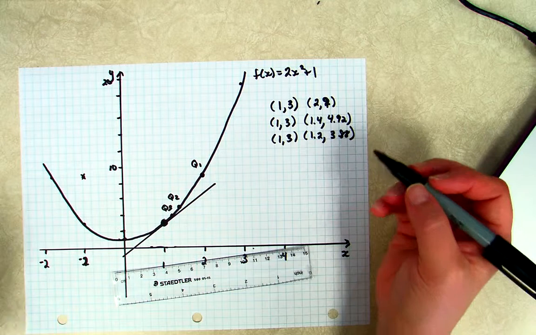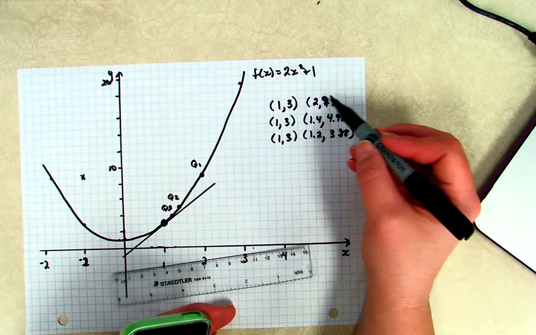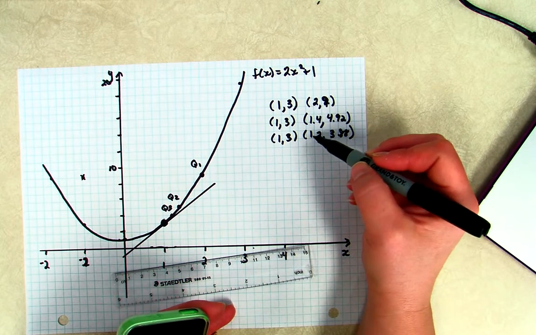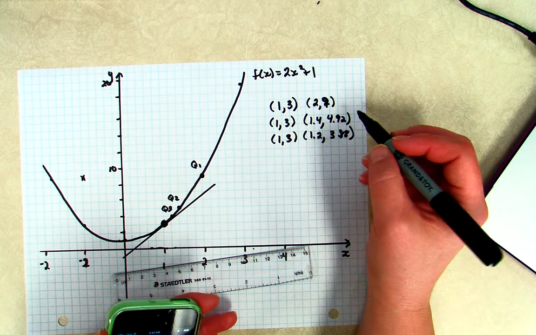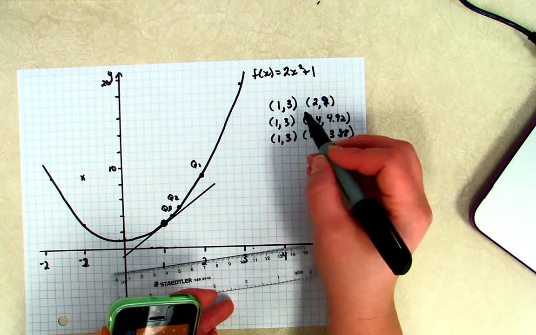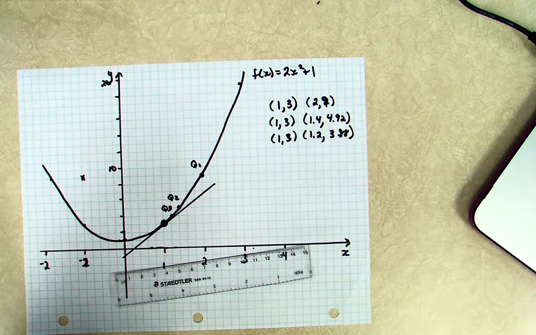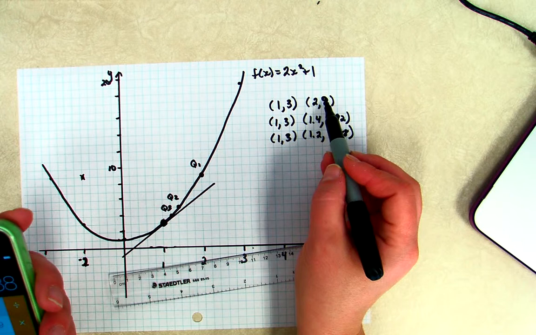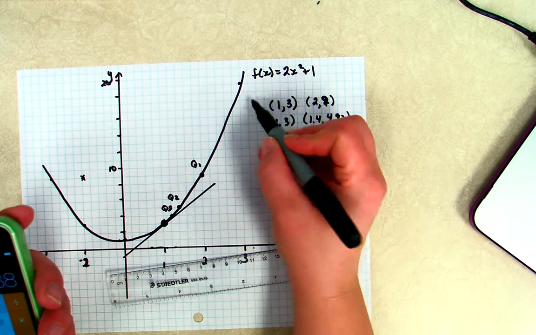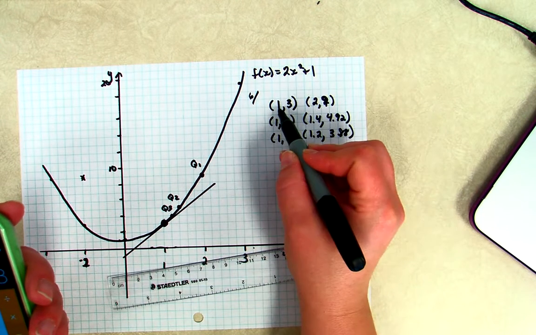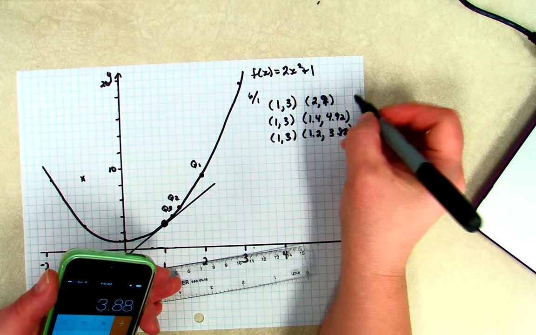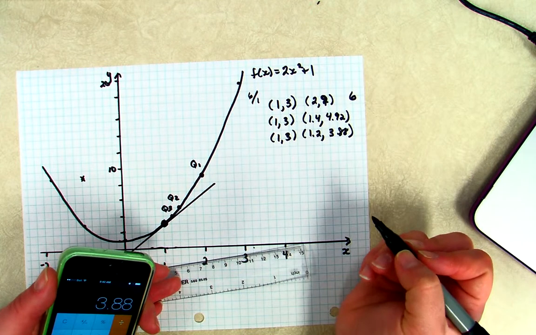And now I'm going to keep my calculator and I'm going to find the slope between all of these points. Not going to show a lot of work. I'm just going to do my y's divided by my x's. So it doesn't matter the order. I'm going to go 9 minus 3, which is 6, over 2 minus 1, which is 1. So this slope is 6.